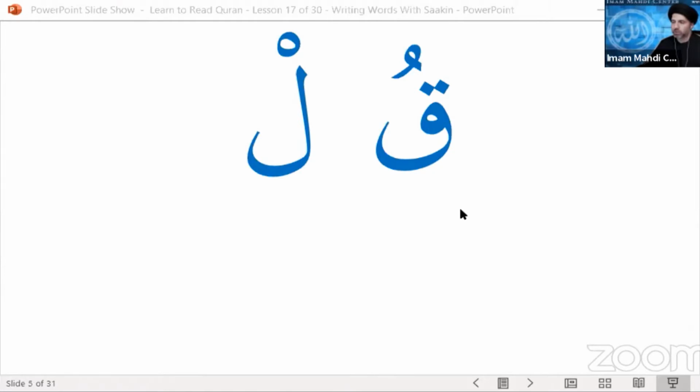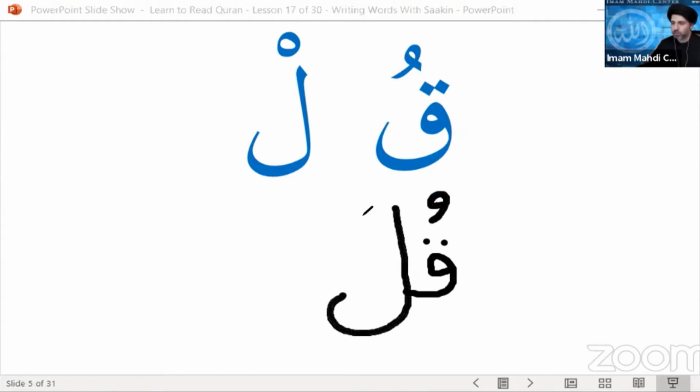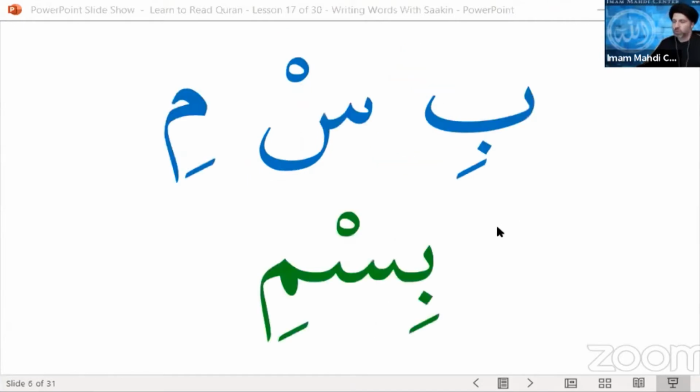So how do we write it ourselves? First we write the lowercase qaf with its two dots and its dhamma, and then we write the uppercase lam and the Saakin. So this is pronounced qul. Now on to our next word.